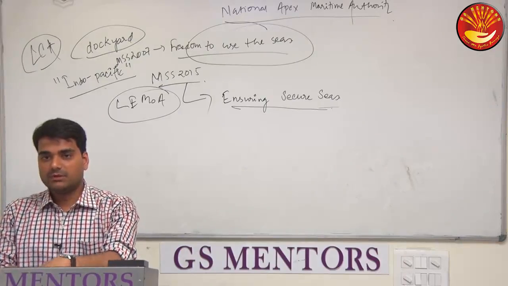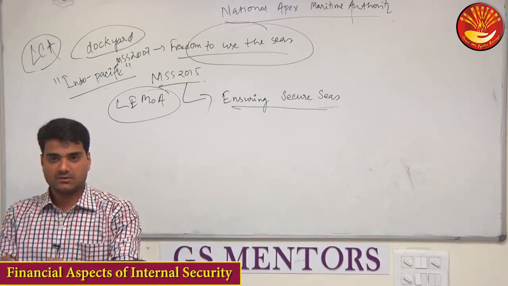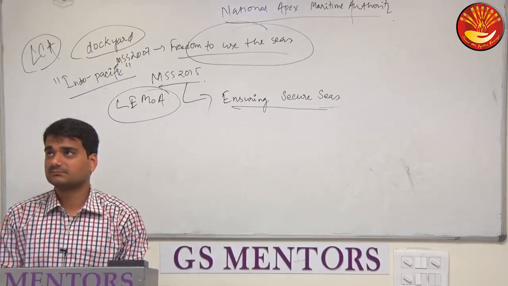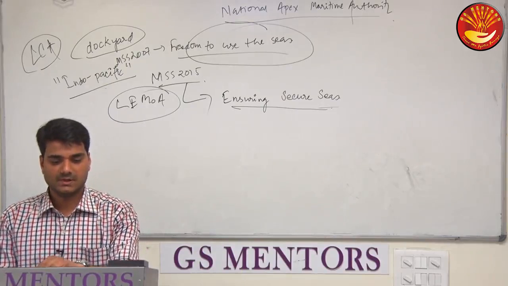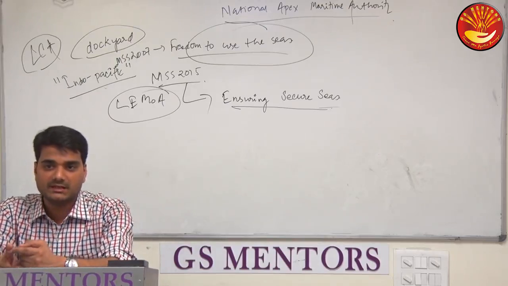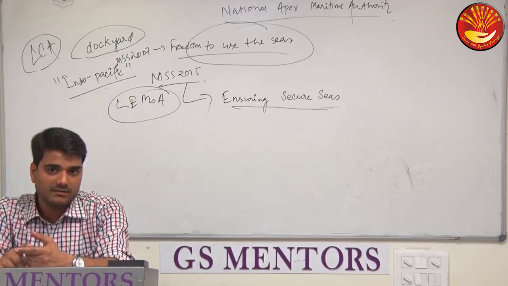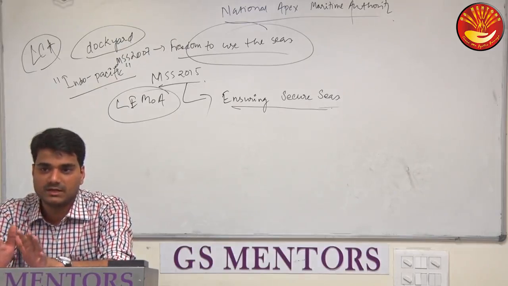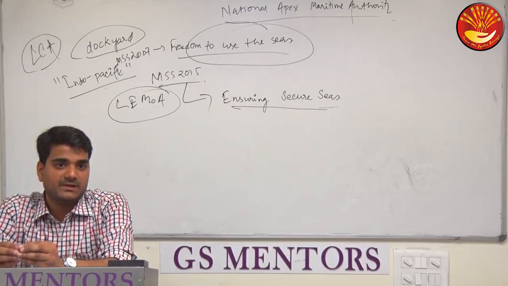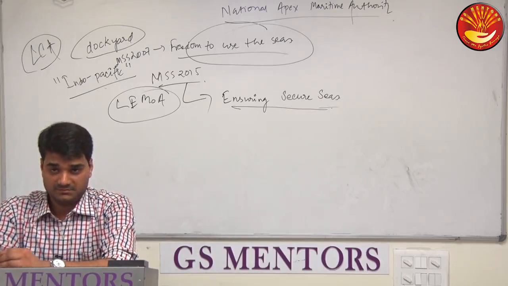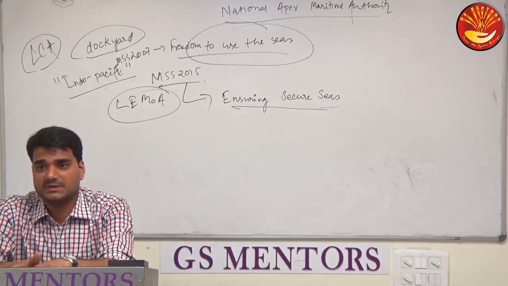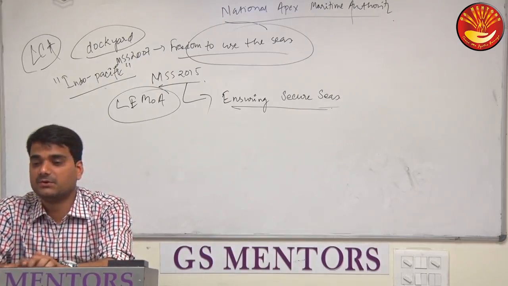Then we should now move to the financial aspects of internal security. Here we'll basically deal with 2-3 things. First is black money, then money laundering, and in money laundering we'll also see the dynamic transactions and the recent legal remedies which have been found for black money. We'll dwell a lot on black money because that has been in the news for the last 3-4 years.